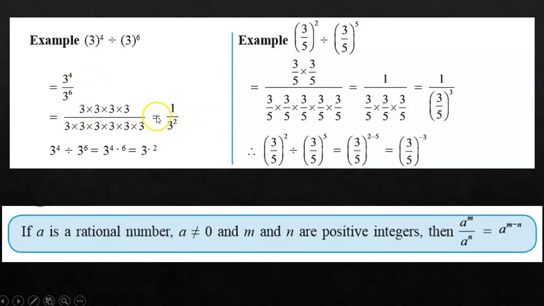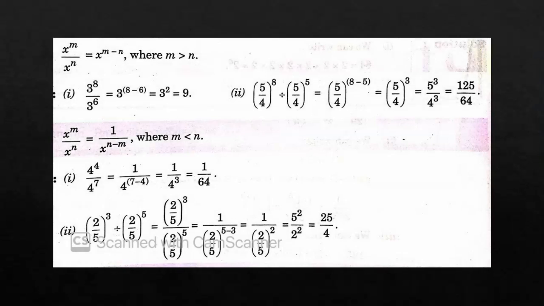So this would be 3 raised to 4 upon 3 raised to 6. We can simplify this and we get 1 upon 3 raised to 2. So either way, this is also same and this is also same.